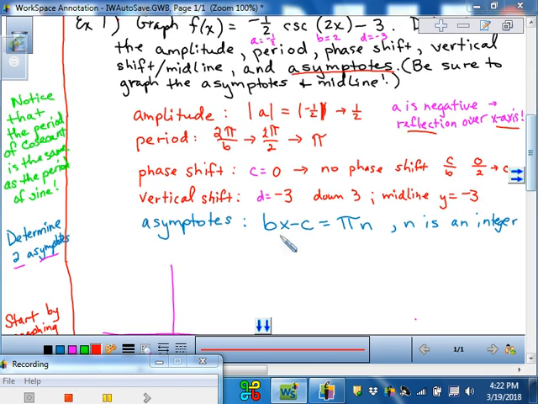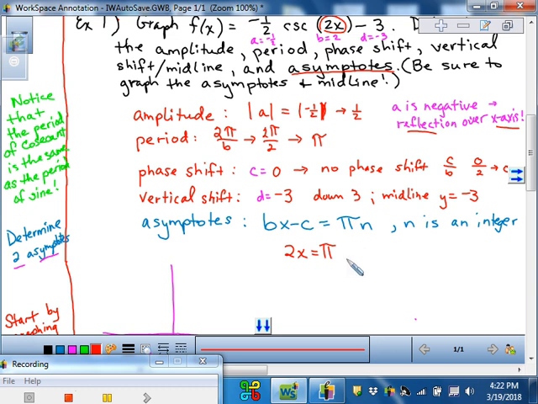Our asymptotes are going to be located at bx minus c equals pi times n, where n is an integer. We really only need to determine 2 asymptotes, because once we find those 2, the rest of them will follow that same pattern. So first thing I'm going to do is plug in what my b and my c are. Basically, you're just taking the information that's in the parentheses up here, and that's what your bx minus c is. So take the 2x and set it equal to pi times n. N can be whatever integer you want to choose.